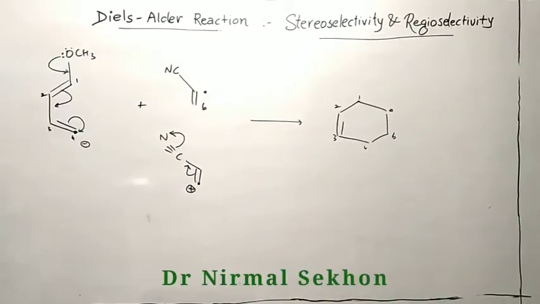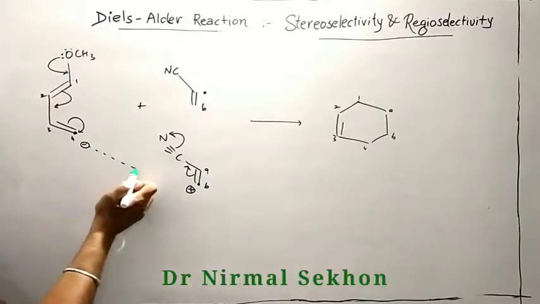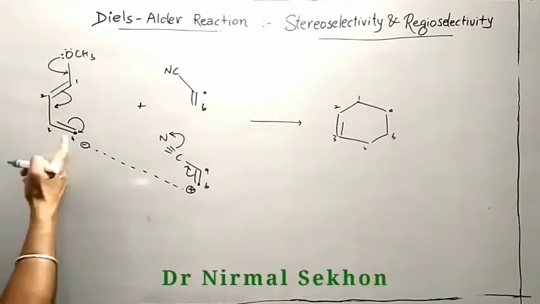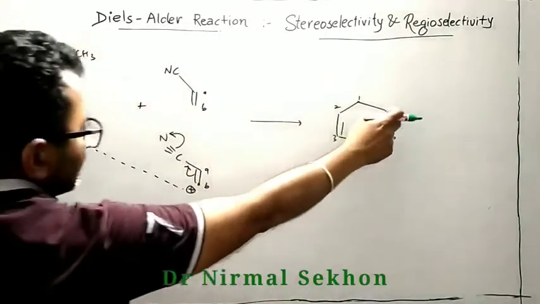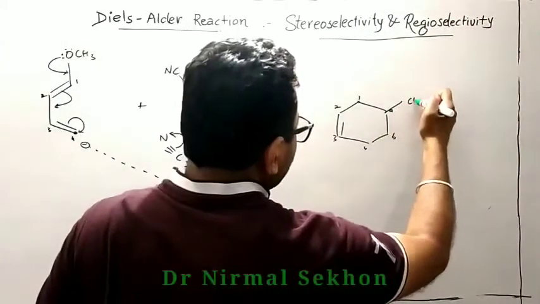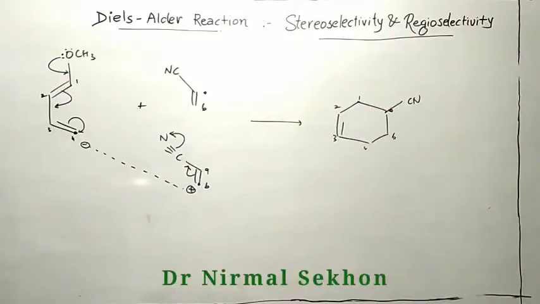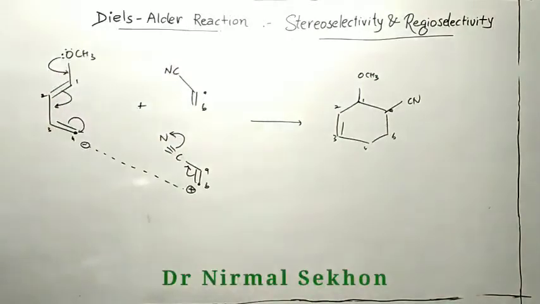So where is the bond formed? This is A, this is B. So the bond is formed between 4 and B, or you can say 1 and A. So this is positive, negative, and this is positive. So the bond is formed here. So 4 and B bond is formed. So A is here, and to A the CN group is attached. So here we can add a CN group. And to number 1 we add a methoxy. This is your number 1. So this product is formed.